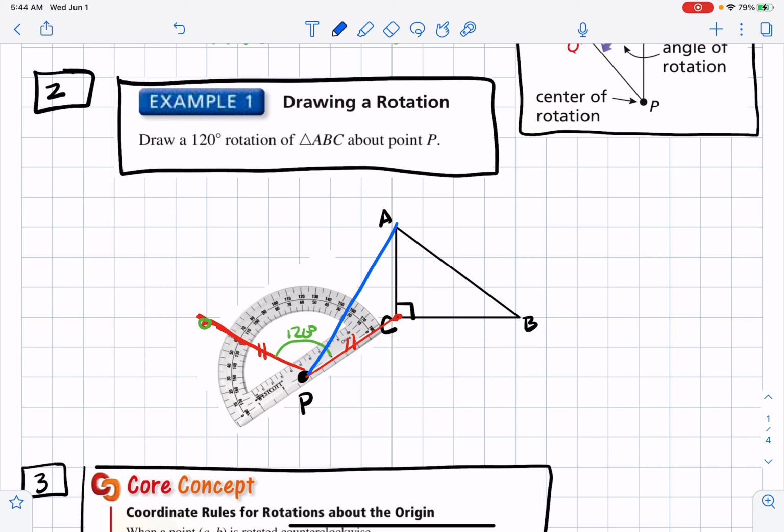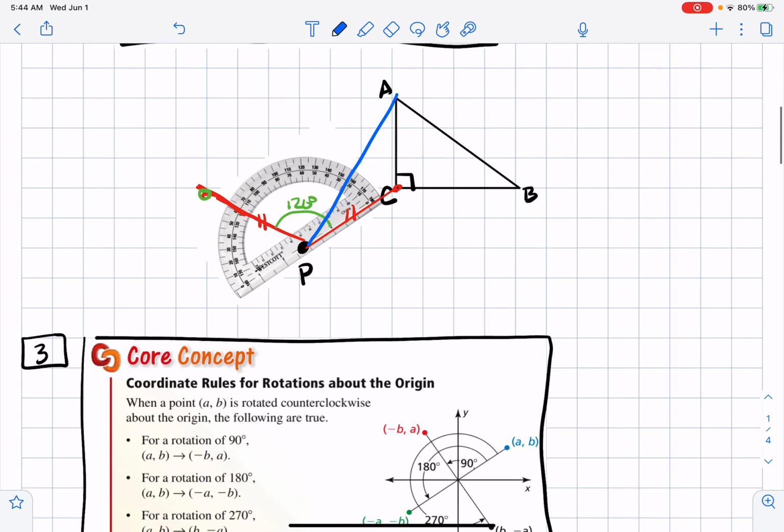Okay, so that's how you do it for box number 2. Sorry that wasn't as great as I wanted it to be.